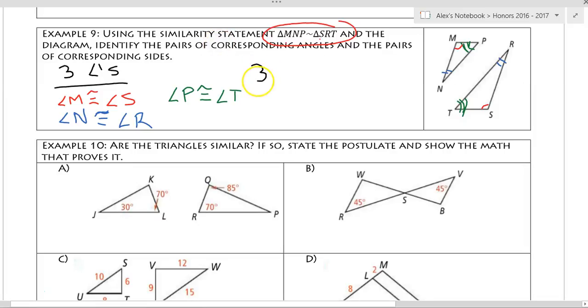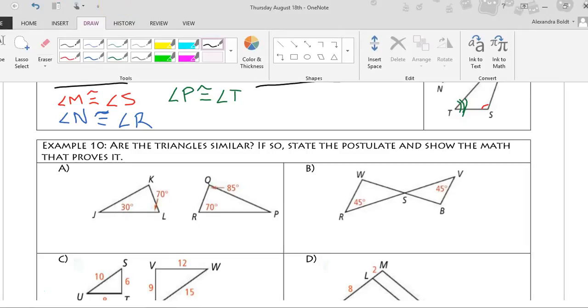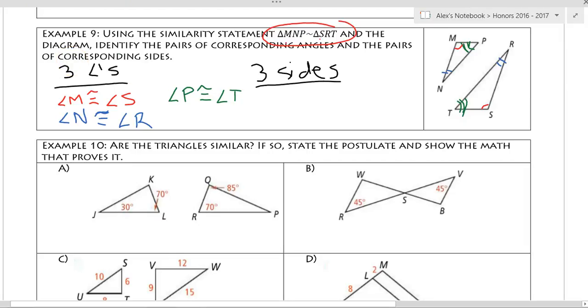Then I'm also going to have 3 sets of sides. However, remember, these are similar triangles. They're not congruent triangles. So their sides are not congruent. Their sides are proportional. So how I'm going to write that is, if you look, I'm still going to go off what the name of the triangles are, this part up here. But remember, lines or sides have to be named by 2 letters. So I'm going to start with the first 2 letters, MN. So this side is in proportion with the first 2 letters, SR, this side, right? So MN is in proportion with SR.